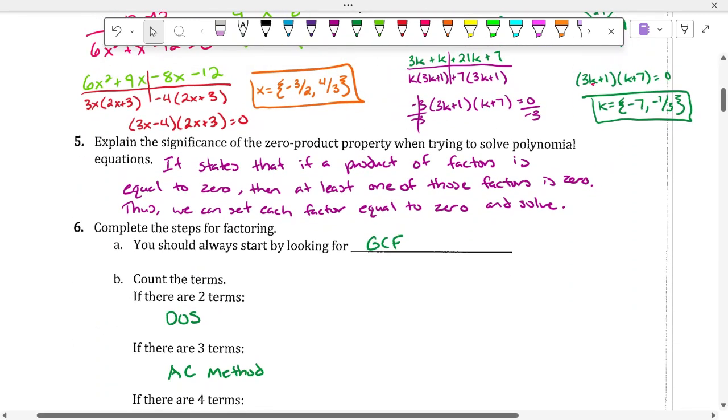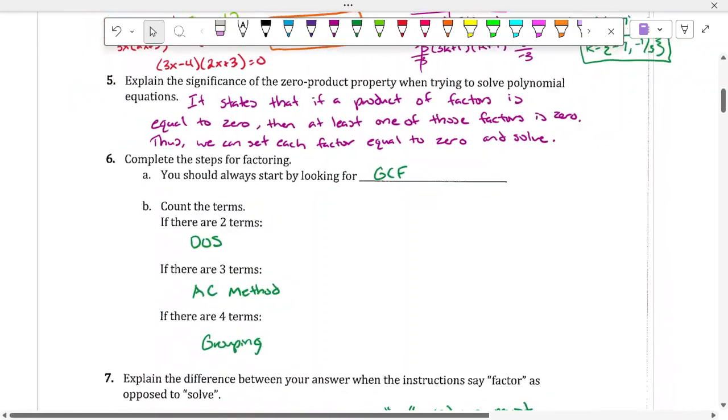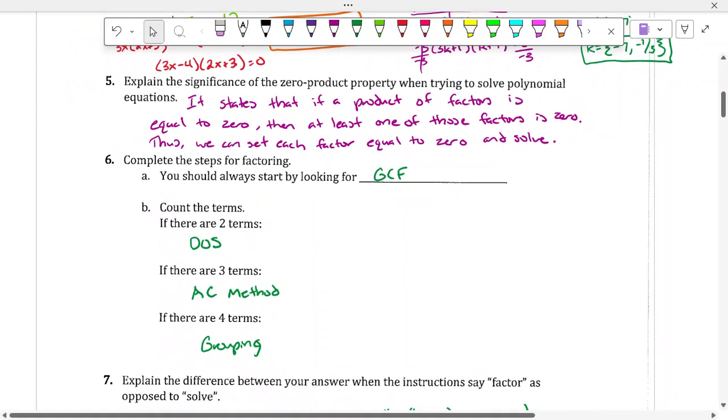All right. Number 5 and 6. So with number 5, talking about the zero product property, all it states is that if the product of two factors is equal to 0, that means that at least one of those factors has to be 0. Because remember, anything times 0 is 0.